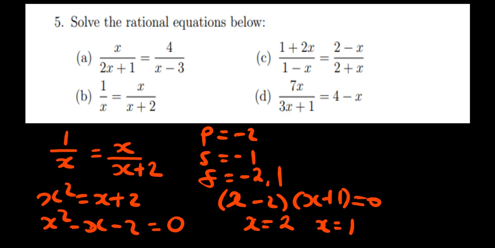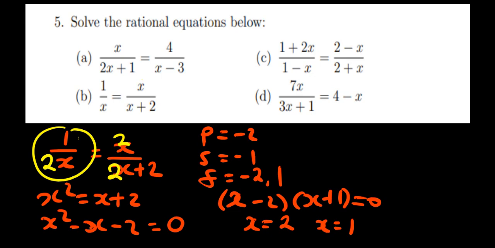So then you have to check your solutions, if they are really answers. If you put a 2 here and a 2 here, are you going to get the same answer? On this side you have 1 over 2, and on this side you've got 2 plus 2, that is 4. 2 over 4 is also a half. So it means 2 is a solution.